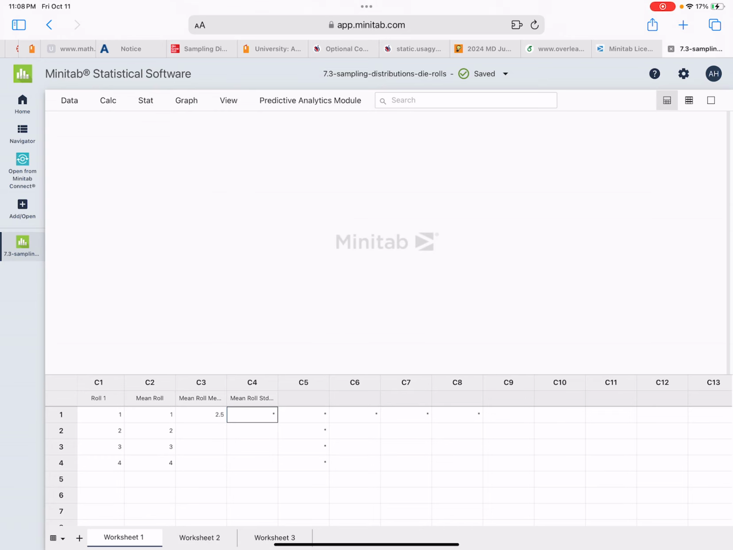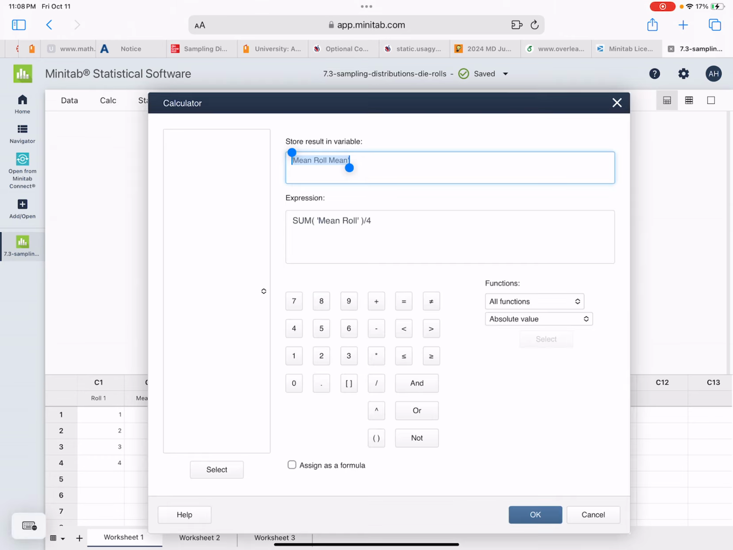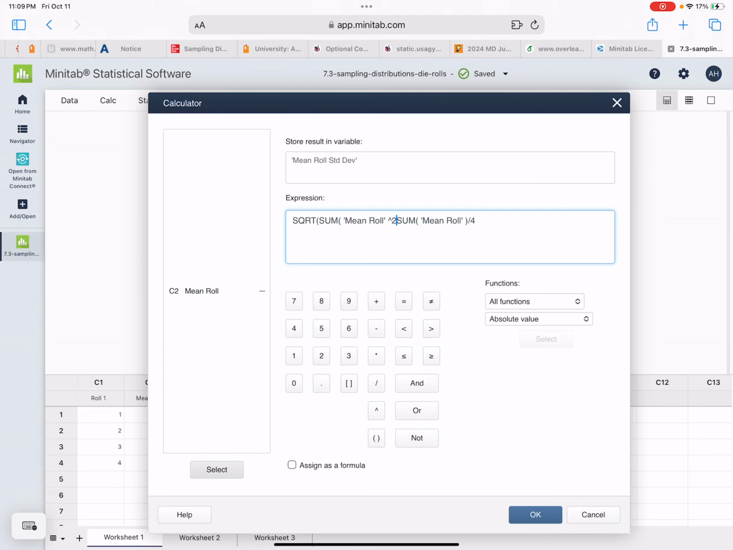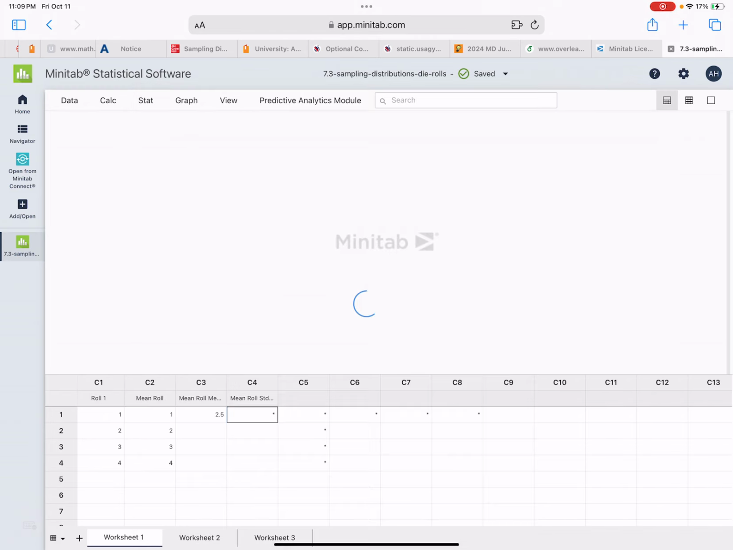It sure does. Now we want to find the standard deviation. Make sure that we're storing that in mean roll standard deviation. And remember, for the standard deviation, we're going to take the square root. We learned this trick in Chapter 6. We're going to find the mean of the roll squared, divided by 4, and then minus the square of the original mean roll. And that should give us the standard deviation, and it sure does.